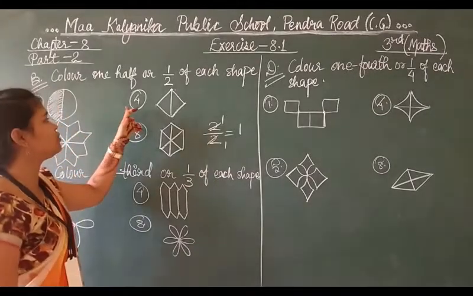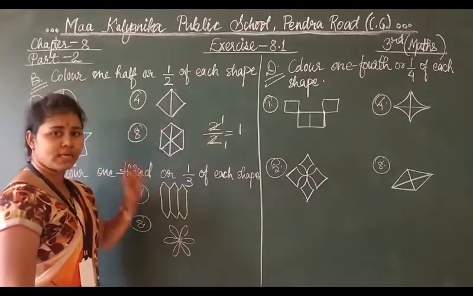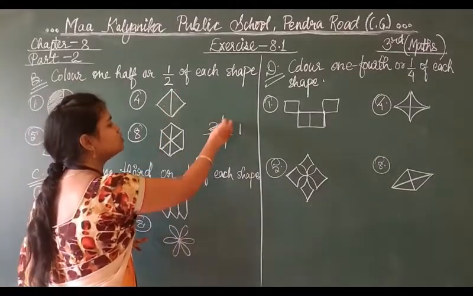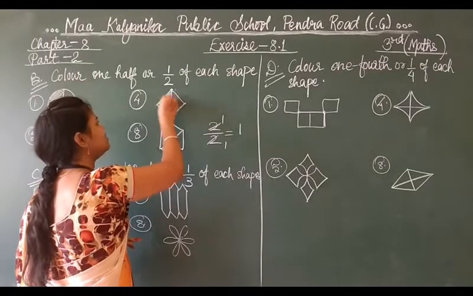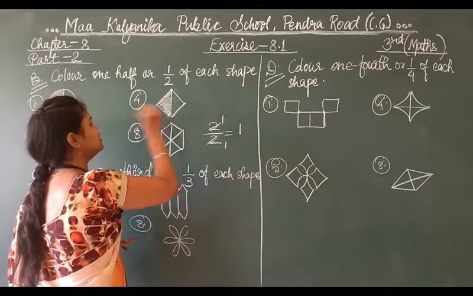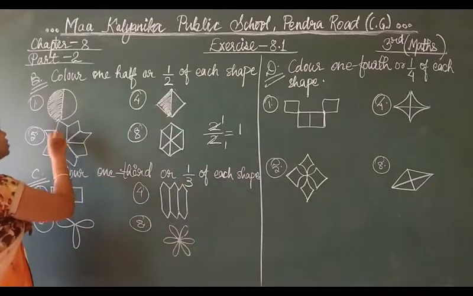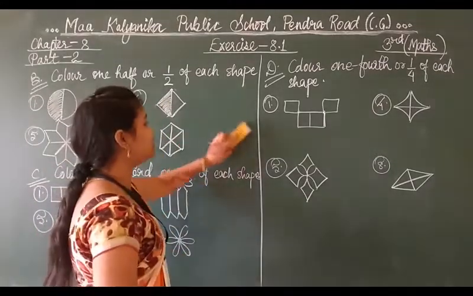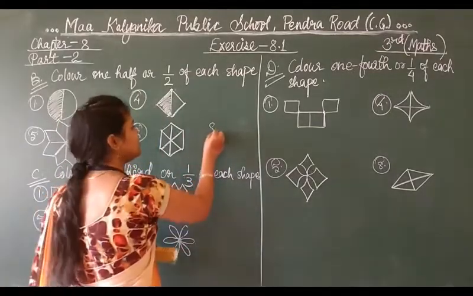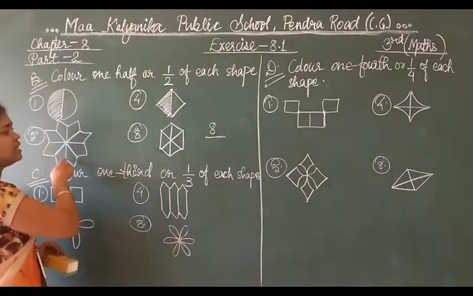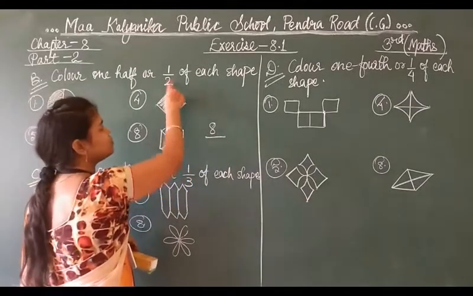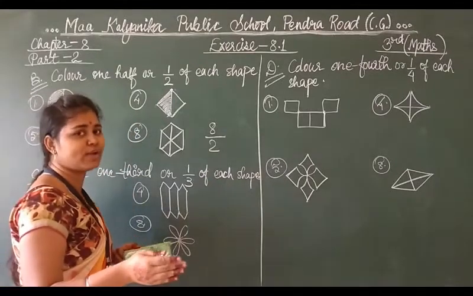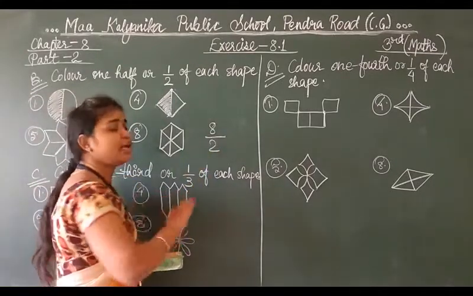Okay students, now see the next question, 1 and 2. Here also 2 parts are there, so here also 2 by 2. The answer is 1, so any one part we can color. Now moving to the next, 1, 2, 3, 4, 5, 6, 7, 8. Now we can write 8 by 2. 8 is the total number of parts in question 5 and we have to find the half. Whenever half of any number is asked, you can divide it by 2.